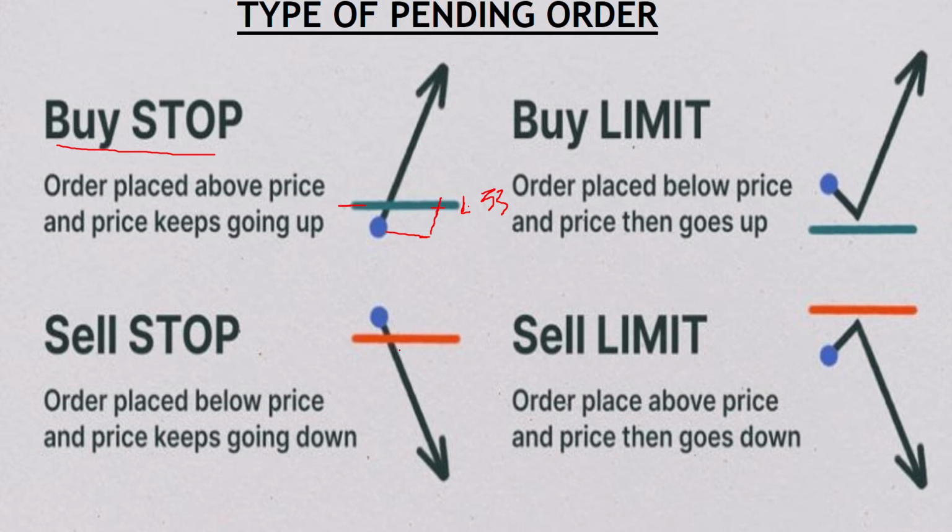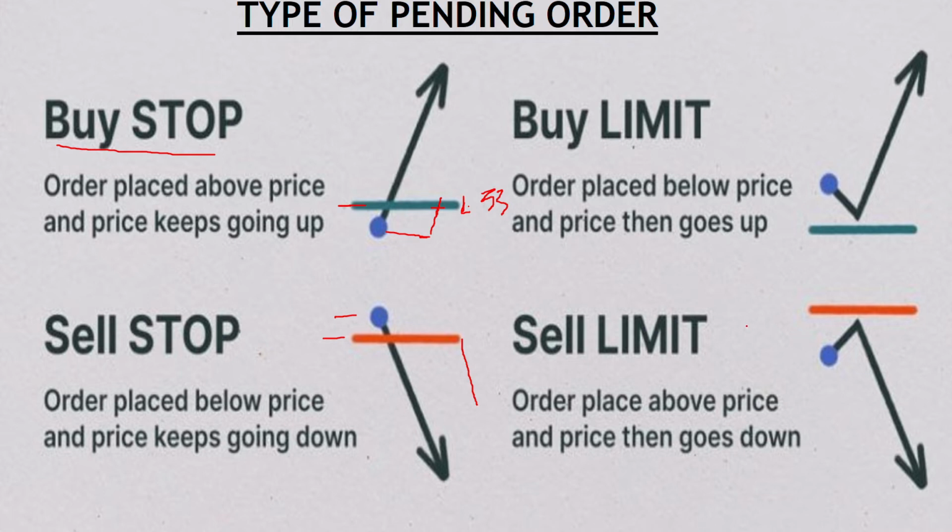The sell stop order is the opposite. So when this is your entry point, the price was here. You are waiting for the price to get to a certain level before you are triggered on the trade. That's it with buy stop and sell stop.